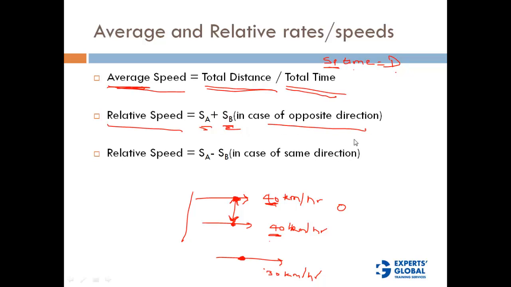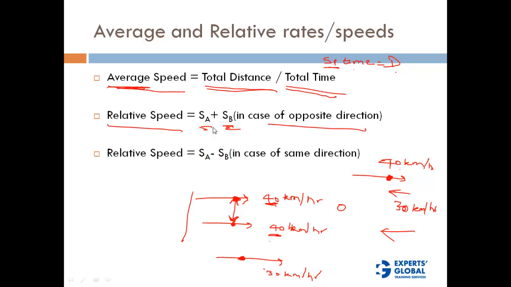in opposite direction. Let's say you're traveling 40 kilometers per hour this way, and another car is traveling 30 kilometers per hour this way. With respect to you, you're going to feel that this car is traveling 70 kilometers per hour. Why is this 70? Because you add your own speed plus the other car's speed, in the opposite direction. So with respect to you, it seems that the other car is traveling at 70 kilometers per hour in this direction.